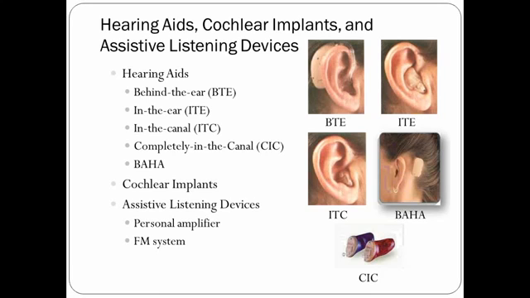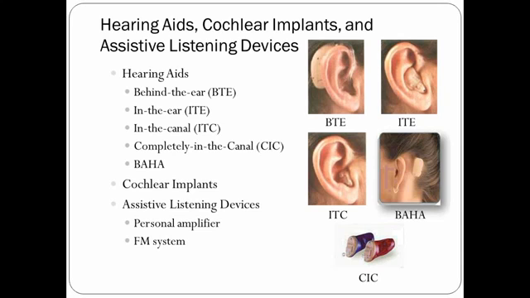A BAHA is for individuals with a conductive or mixed hearing loss, a type that would affect the middle or outer ear. This device is surgically implanted and transmits sounds through direct conduction through bone vibrations to the inner ear.